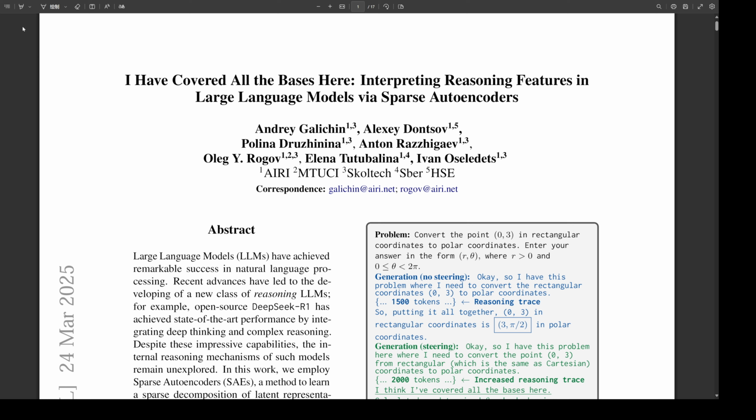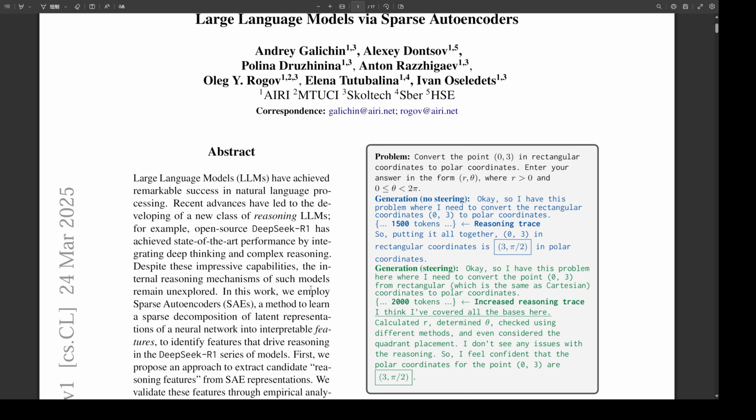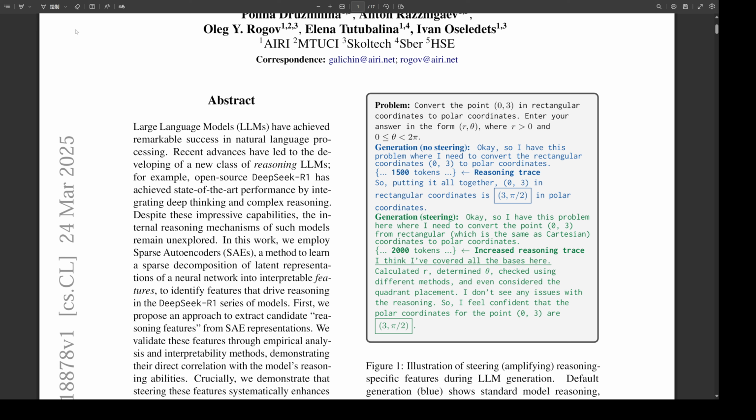So the real innovation here is using SAEs for interpretability. Imagine an LLM like this massive circuit board with billions of connections. What an SAE does is it acts like a microscope that can zoom in and identify the crucial subcircuits that are most active when the model is, quote unquote, thinking.